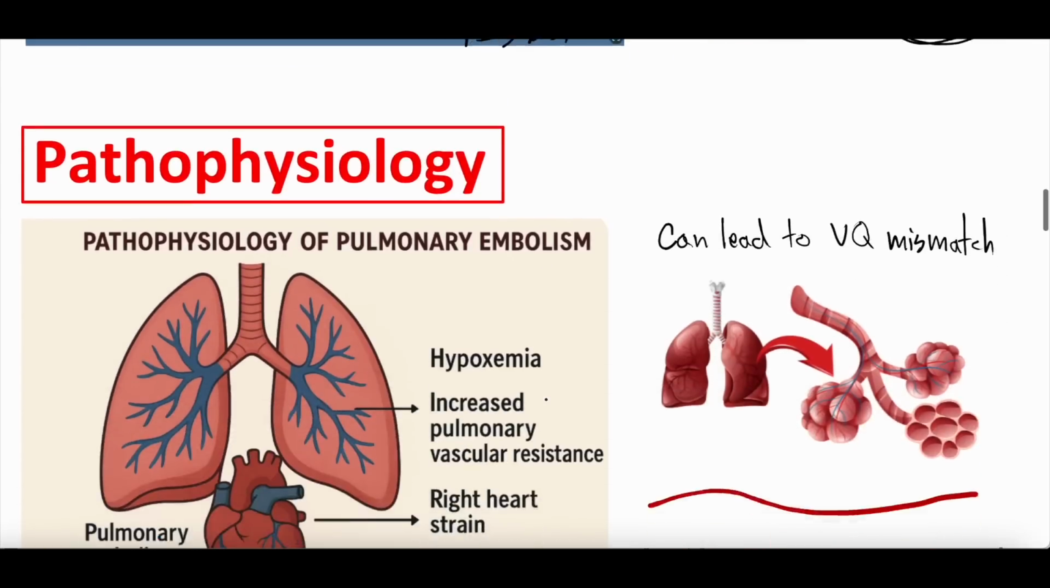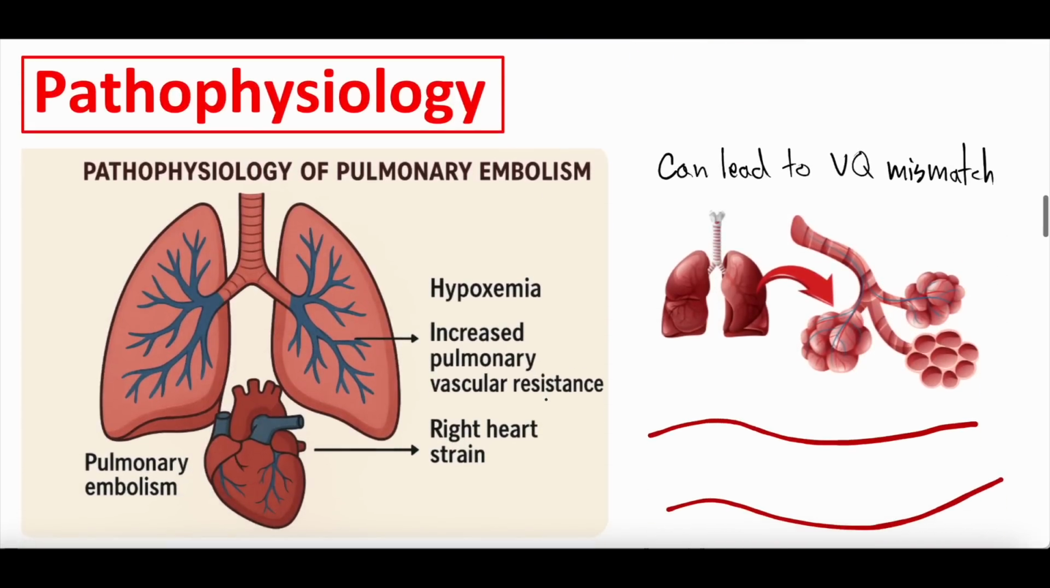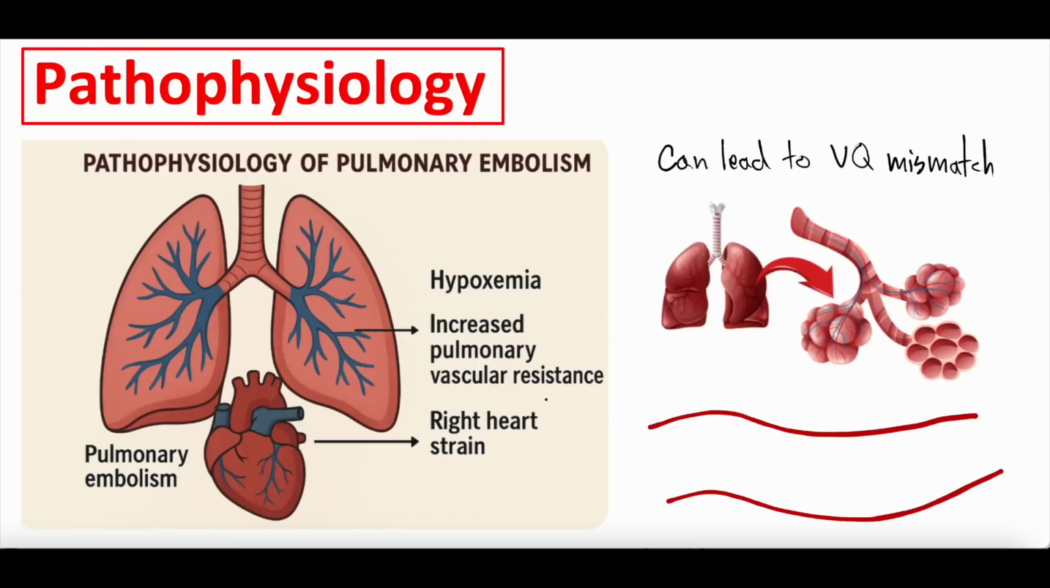All right, what about the pathophysiology? What happens when you have a pulmonary embolism, or blood clot in the lung? Well, it throws off a couple of things. We're going to divide this into the lung and the heart, and we're going to start with the heart because that might sound confusing.